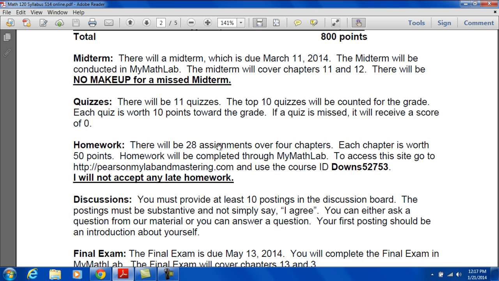Homework, 28 assignments over 4 chapters, so each chapter is worth 50 points. Homework will be completed through My Math Lab. To access this site, go to pearsonmylabmastering.com, or I just do mymathlab.com personally, and use the course ID Downs 52753.